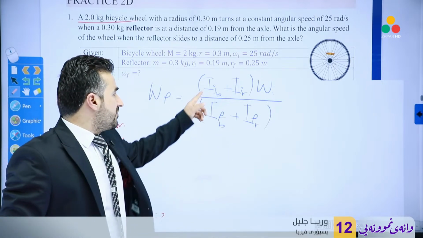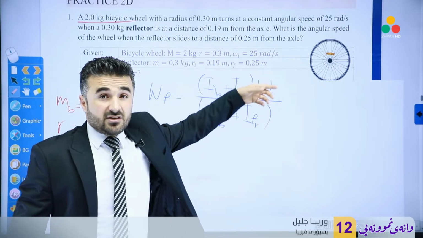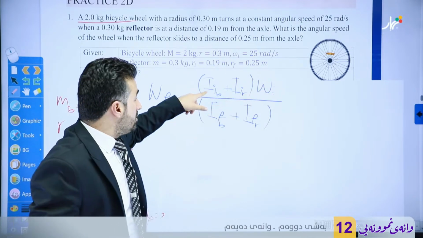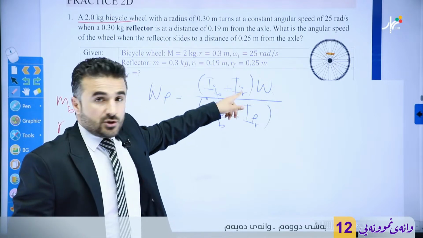Now all you need to do is find the moment of inertia for the bicycle. Because the radius of the bicycle wheel is not going to change, initial and final will be the same, but these two values for the reflector will change.